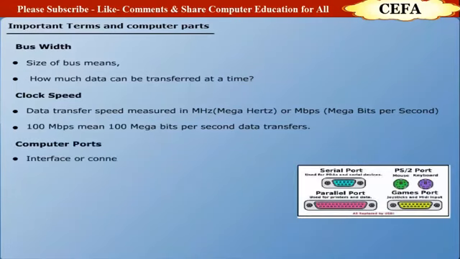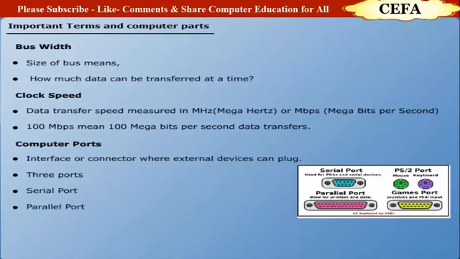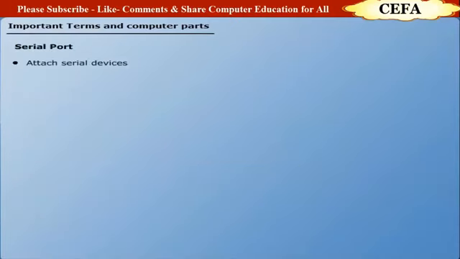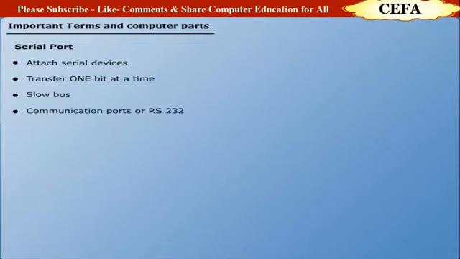Computer ports. Computer ports are basically an interface or the connector where external devices can plug. There are three types of ports: serial port, parallel port, USB port. Serial port. Serial port is used to attach serial devices and it can transfer data one bit at a time. That is why it is slow in processing. Serial ports are also known as communication ports or RS-232C ports. Mouse and modem can be attached in these ports.